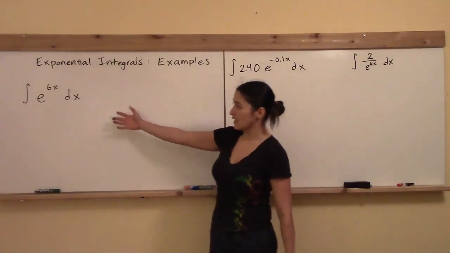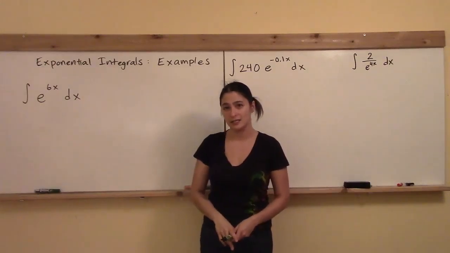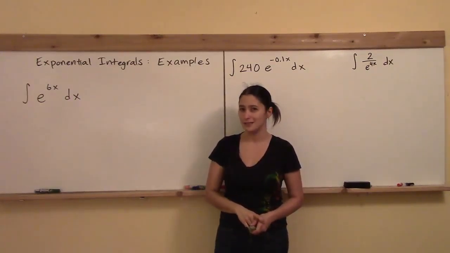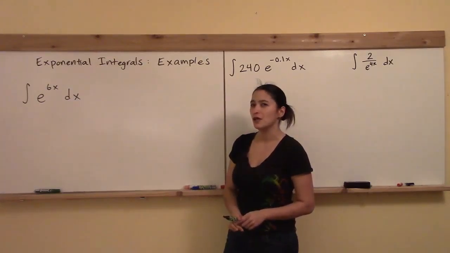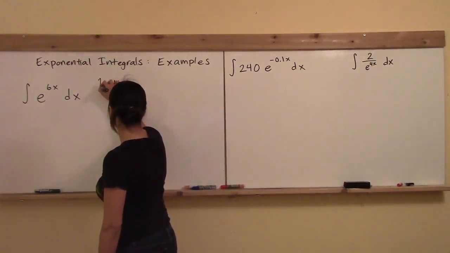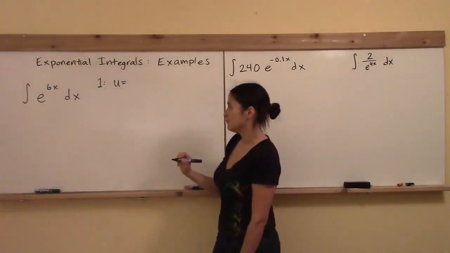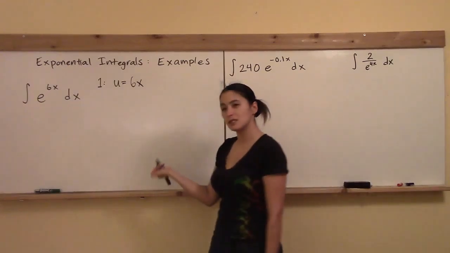Okay, so let's try to tackle this integral right here, the integral of e to the 6x dx. Maybe you're already thinking you know what the answer is, but let's do this by U substitution. What are you going to use for your inside function u? You want to let u equal, this is step 1 of U substitution, 6x, exactly. You want to let u equal the function inside the exponent. U is equal to 6x.